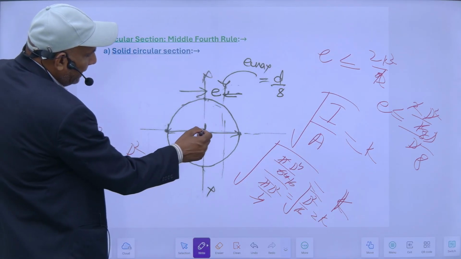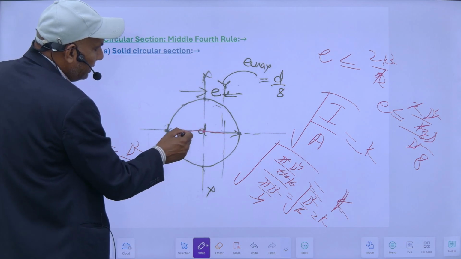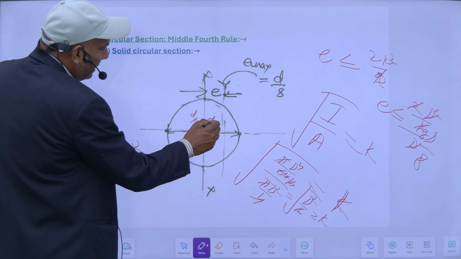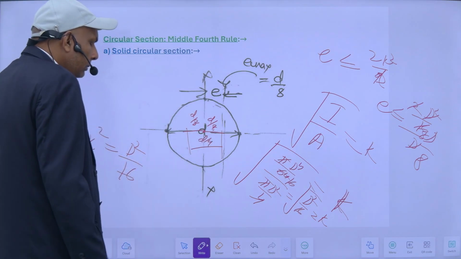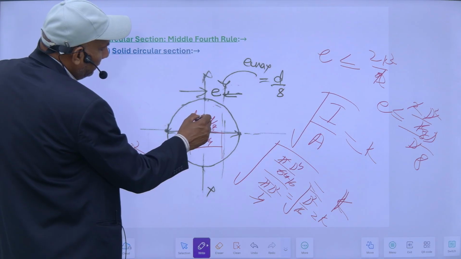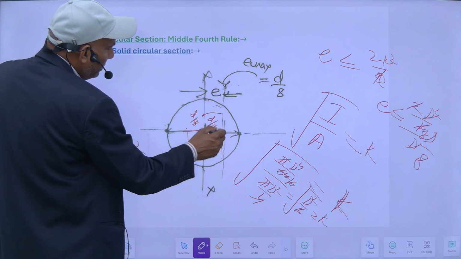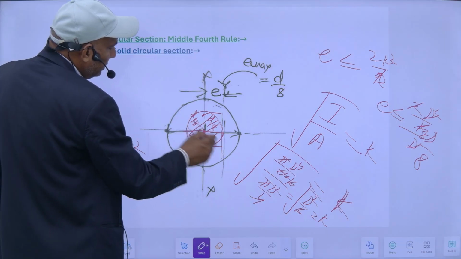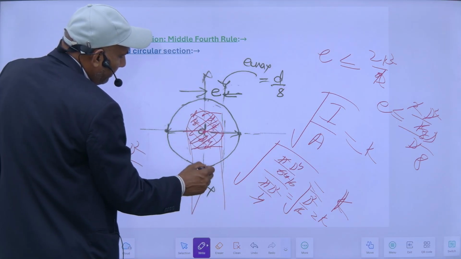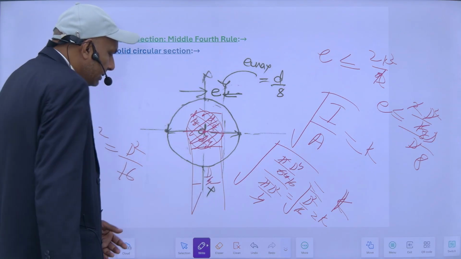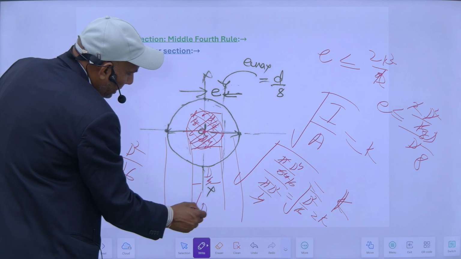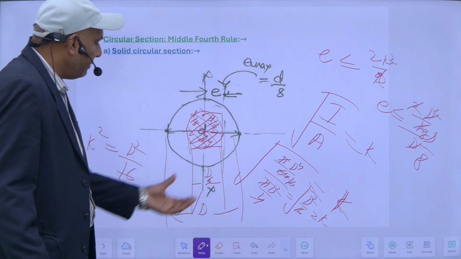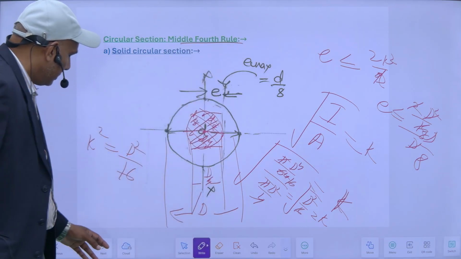So D by 8 on this side from the origin and D by 8 on this side. So D by 8 plus D by 8 will become D by 4. And in this case also it will be D by 4, D by 8 and D by 8. So it will become like this. So this portion is D by 4. So we can say it is a middle fourth. The total is D and it is the midway. So we also call it a middle fourth rule.